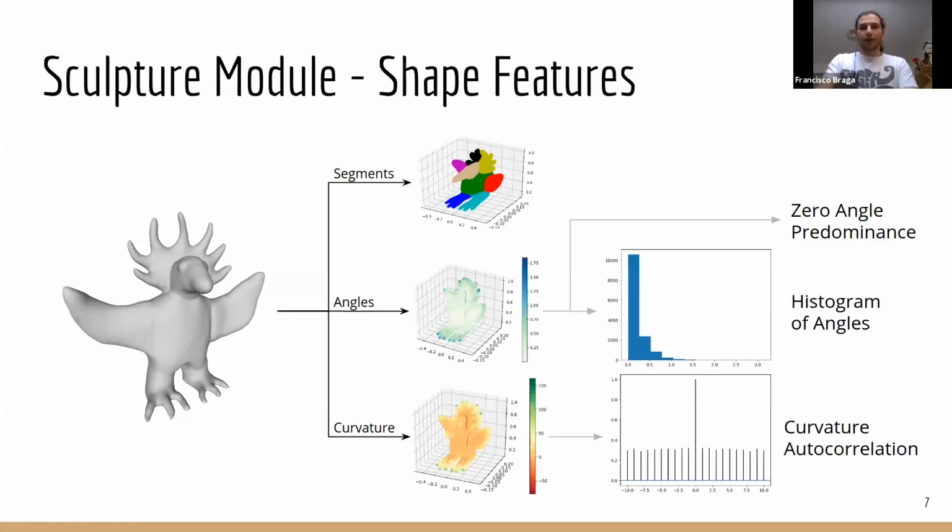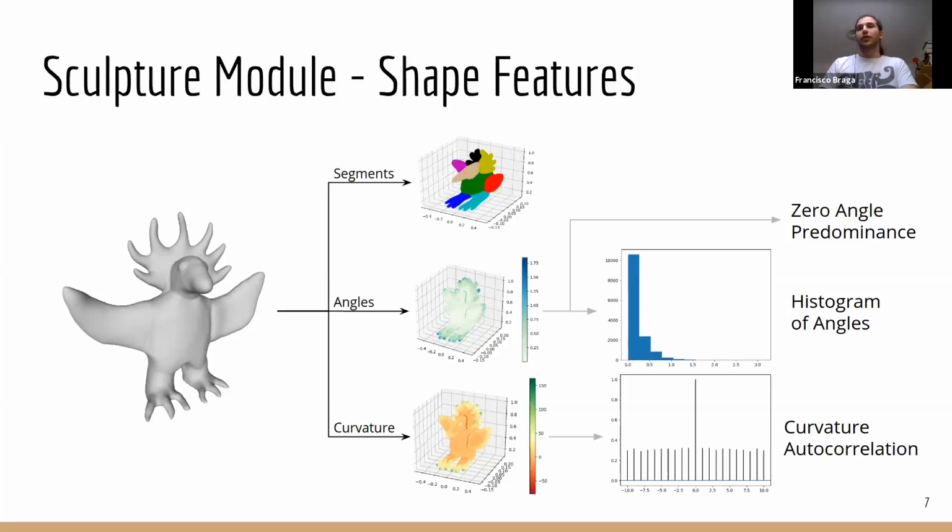And finally, the curvature, which is a measure to tell us how concave or convex the surface is at a certain vertex. And we use this feature by gathering for a certain vertex its mean curvature, its neighbors' mean curvature, its neighbors' neighbors' mean curvature, and order them and perform autocorrelation to get a measure of the variance of curvature.